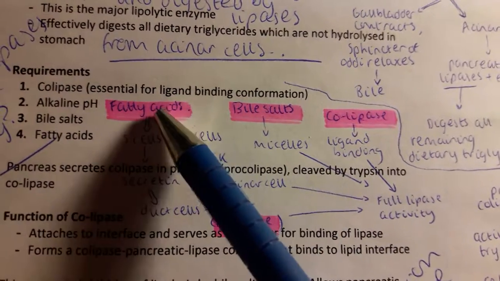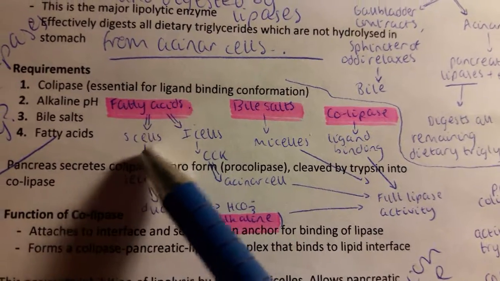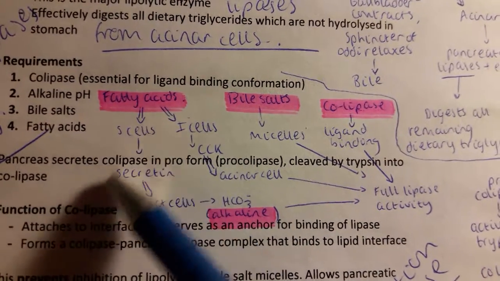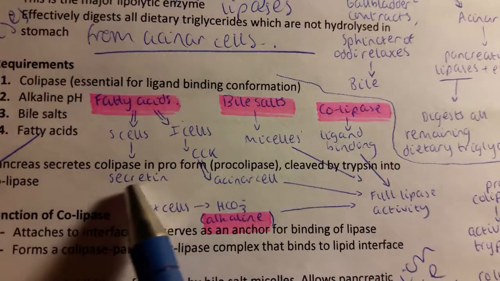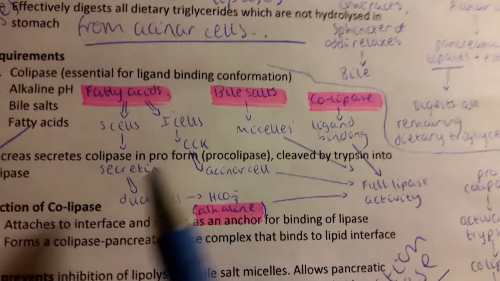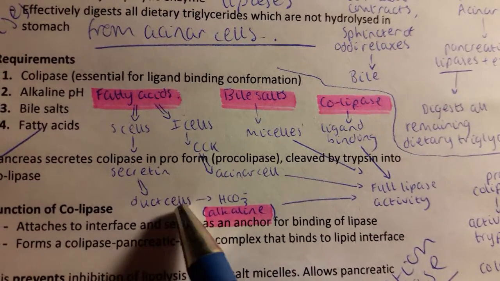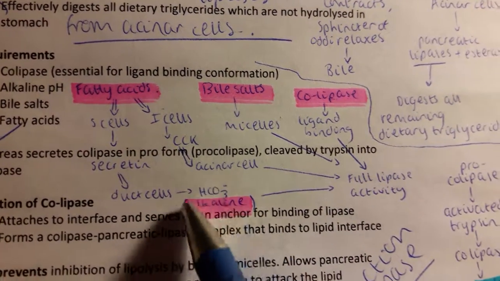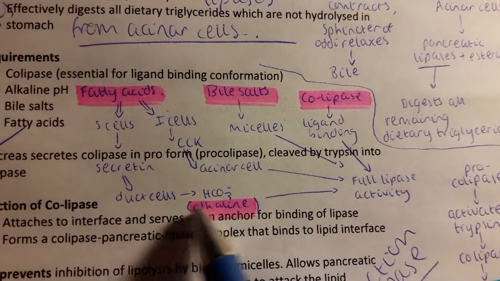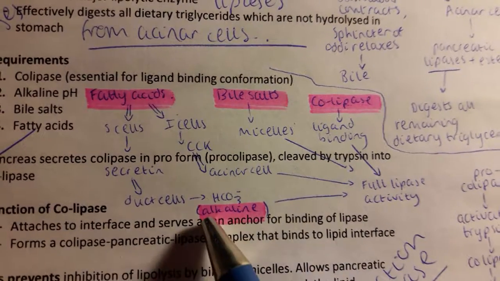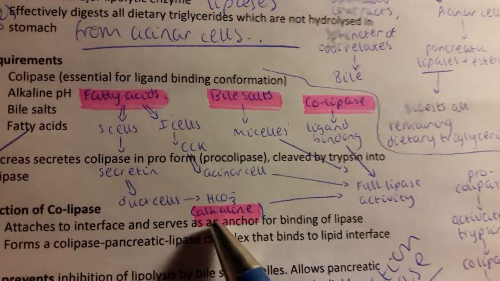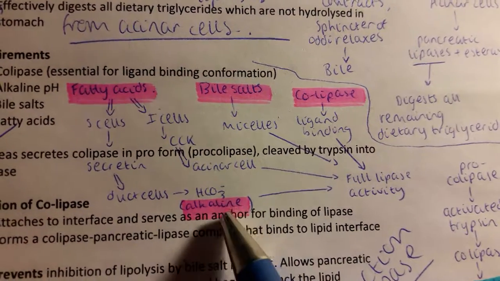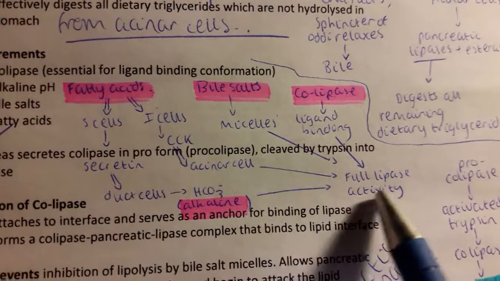Fatty acids stimulate duodenal S cells to release secretin, remember fat stimulates S cells to release secretin, and secretin stimulates pancreatic duct cells. Duct cells secrete a bicarbonate and water secretion to modify the secretions of the pancreatic acinar cells. So this is alkaline, and the alkaline environment is required for full lipase activity.